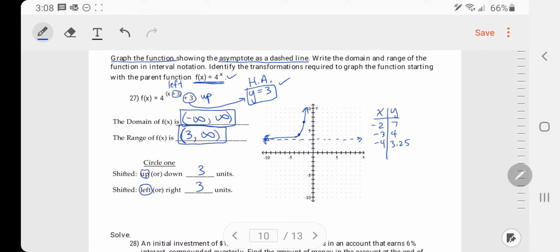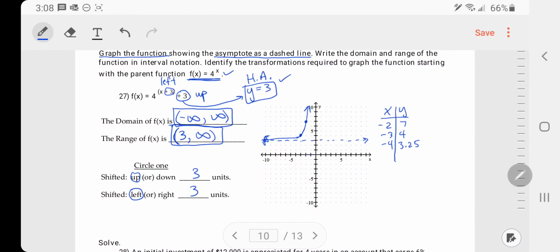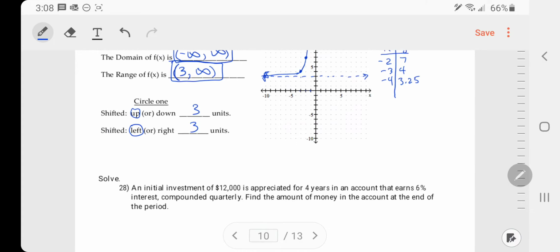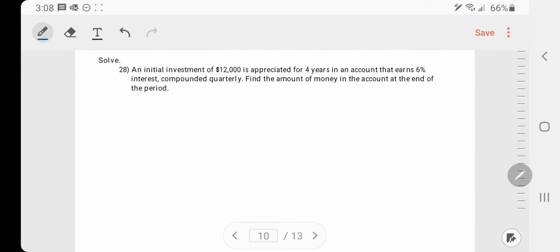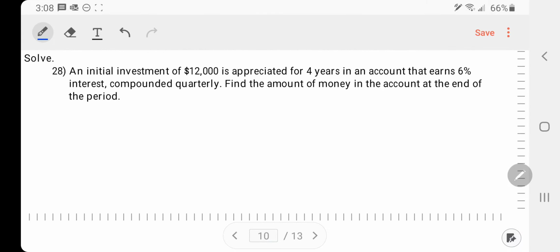Did we get everything for number 27 done? We got the graph, asymptote, the domain and range, and we identified the transformations. Yay, that's all done. Number 28.